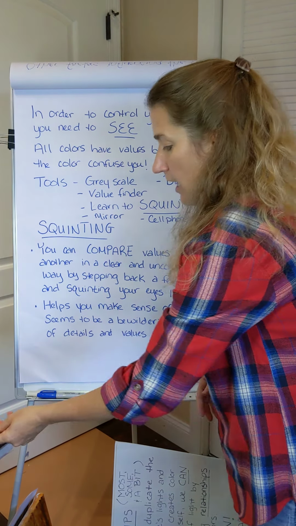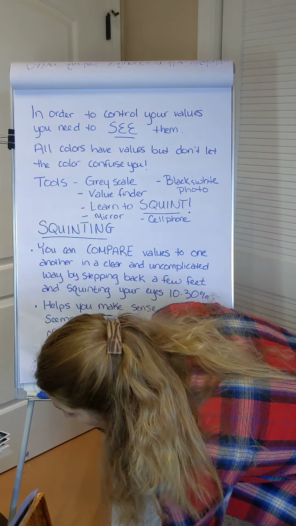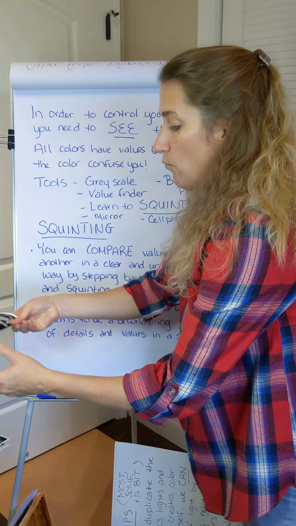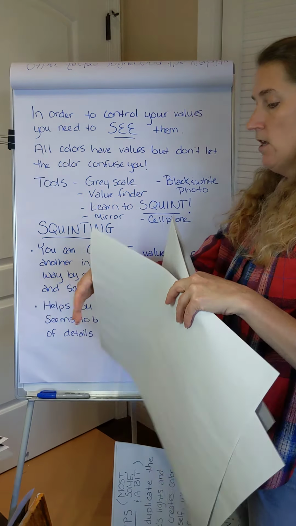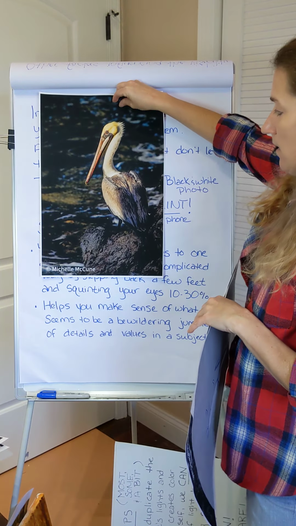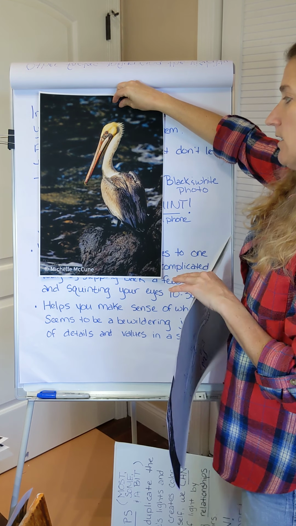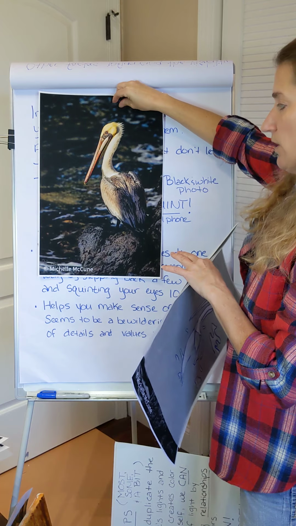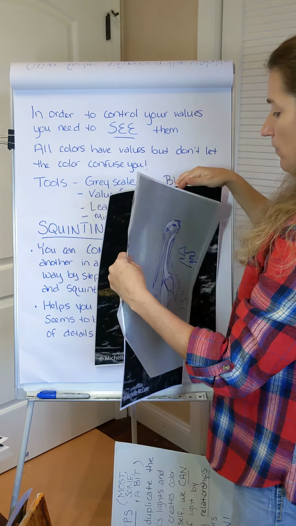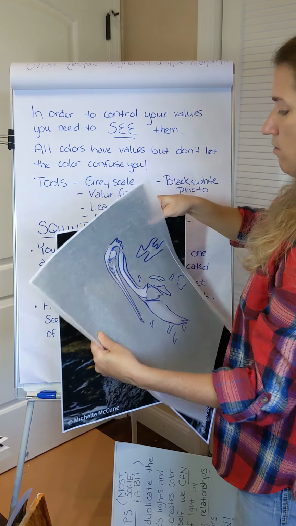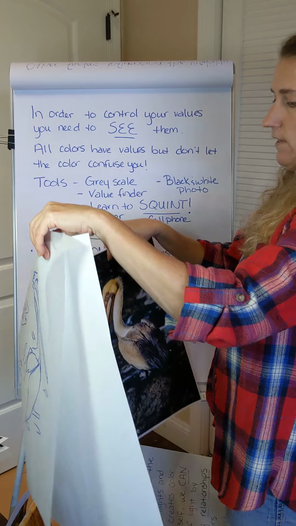Other things that can really help when you're seeing values are to make a black and white copy. So we talked about this when we were talking about abstraction in the last class. So, we've got this lovely photo of this pelican, and the best thing is to do a value study based on what you see, which is to sit down and sketch it out. But sometimes it's just hard when you're learning to try to figure out what these different grays are, what these different values are. Sorry for the crinkly noise.